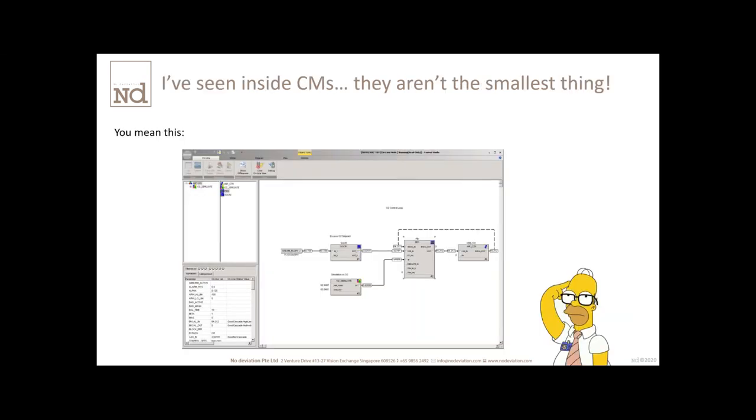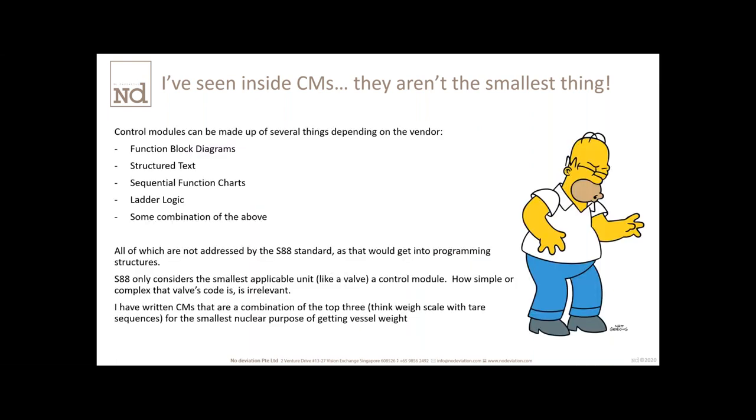But then you go and you're scratching your head, you say, now hold on, Dave, I've seen what the control engineers work on, and there's stuff inside those control modules or equipment modules. CMs aren't the smallest thing in the system. And what you're referring to is the control algorithm, which is the guts of the control module. And it's true, there's code inside the control module, and it wouldn't work otherwise, right? But the control module is meant to represent the smallest discrete function in the unit. So a valve, an indicator, a temperature control loop.